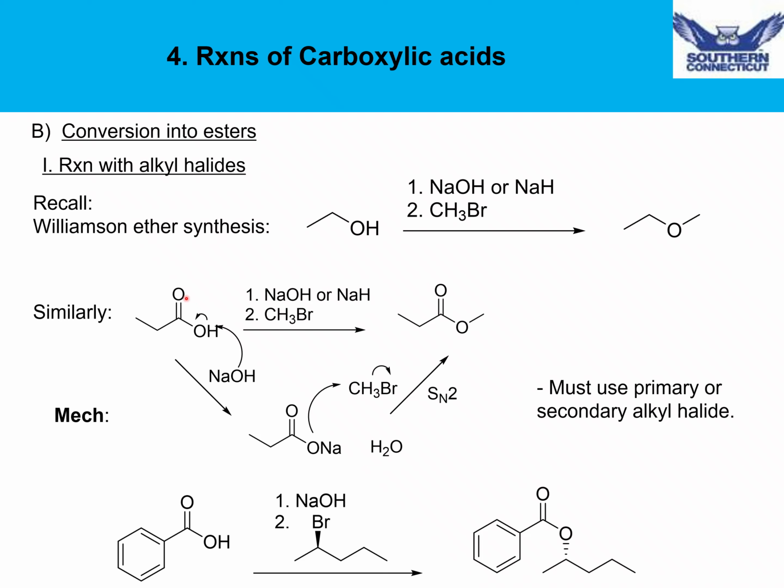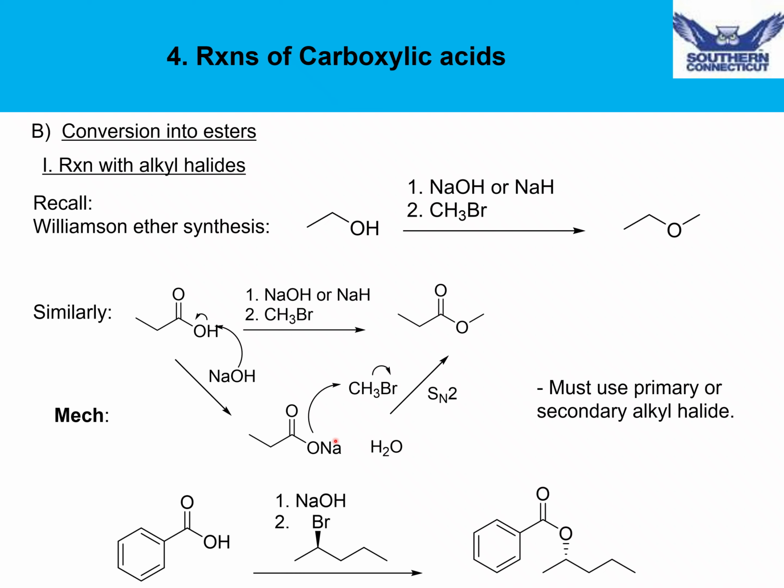We could do a similar reaction with carboxylic acids that replaces the hydrogen on the carboxylic acid with an alkyl group. So adding sodium hydroxide or sodium hydride followed by an alkylating agent will lead us to an ester. The base removes the proton on the carboxylic acid to give us a conjugate base. This is now more nucleophilic than the carboxylic acid, so this oxygen can now attack a carbon that has a leaving group to do an SN2 reaction, and we end up with an ester.